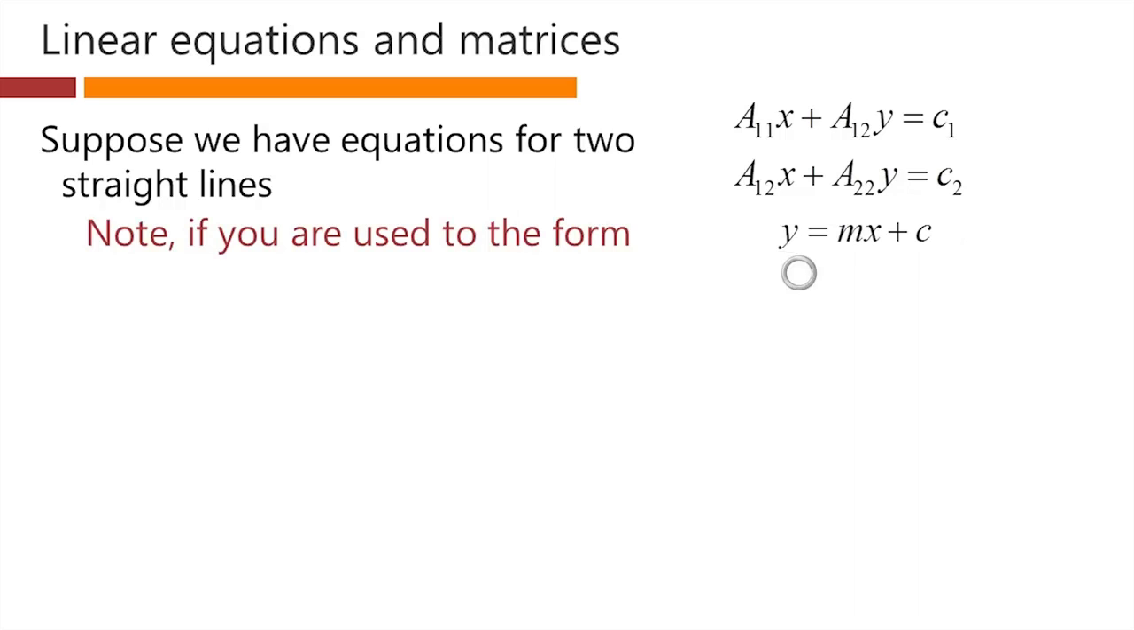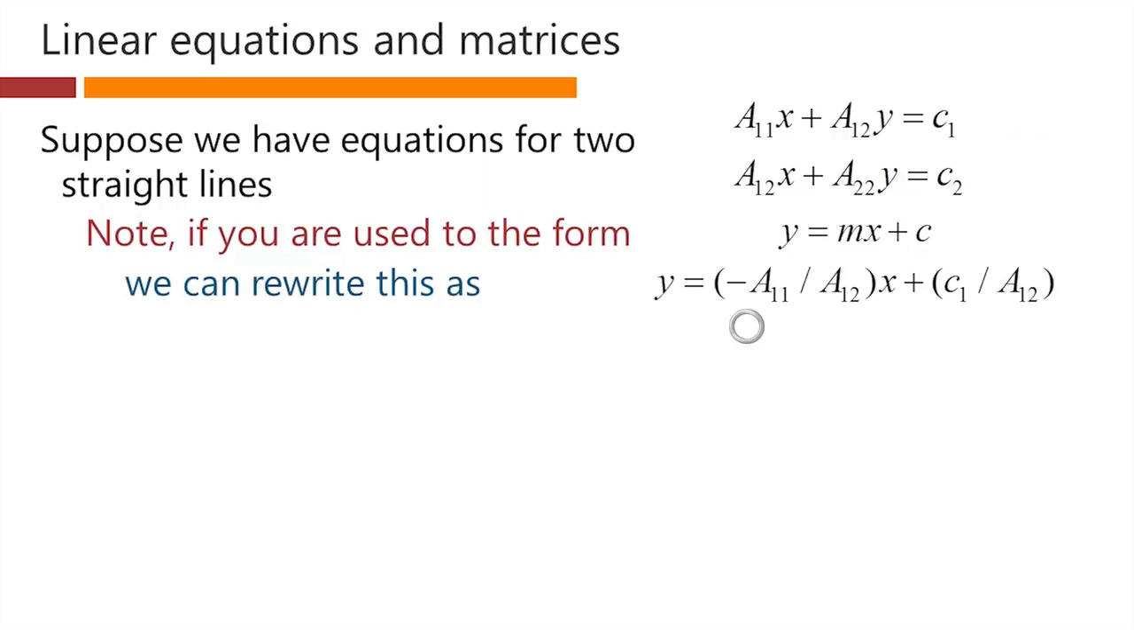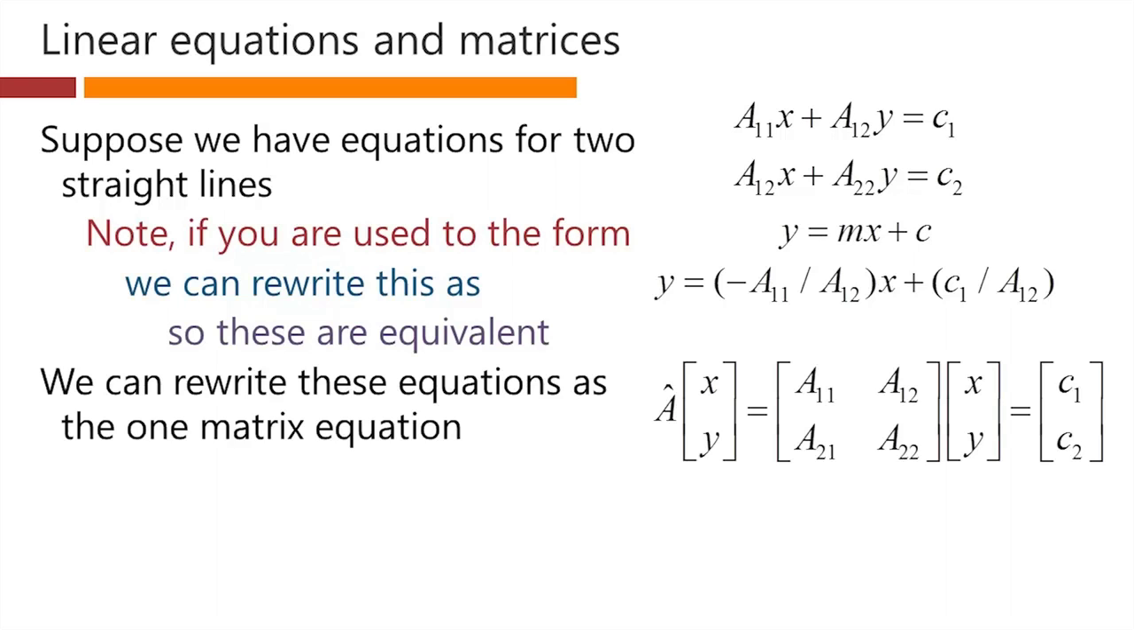You might be more used to this form for the equation of a straight line, but these are actually equivalent. We could write this equation here as being the same as that one if we made the following choices. This for m and this here for the c. Anyway, with these equivalent forms, we will work with these ones instead because they're going to relate better to our matrix ideas. And we note that we can rewrite these two equations here in this matrix form.